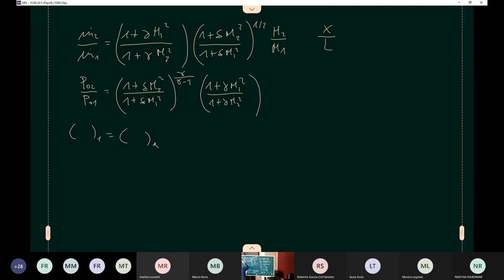And then we can write one plus gamma MA squared over one plus delta m squared, to one half, m over MA. And you see, of course, that when x is equal to 0, we also have that m is equal to 0. And we can also write the same for the pressure ratio.